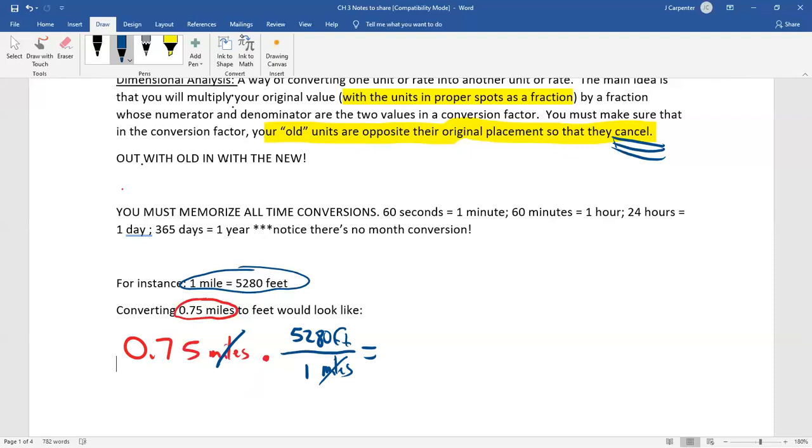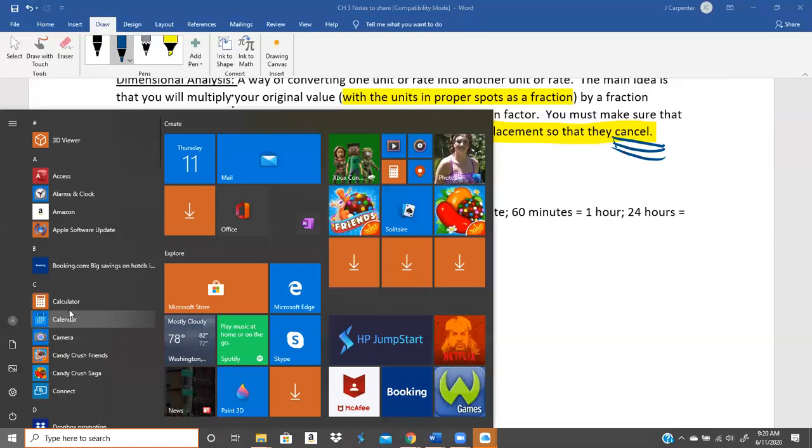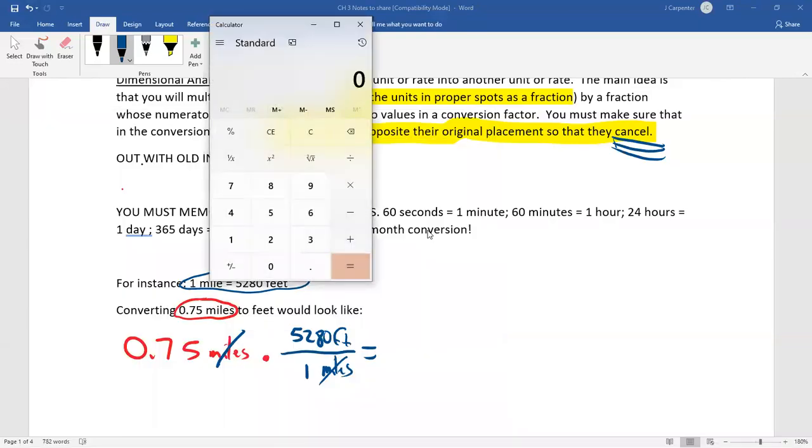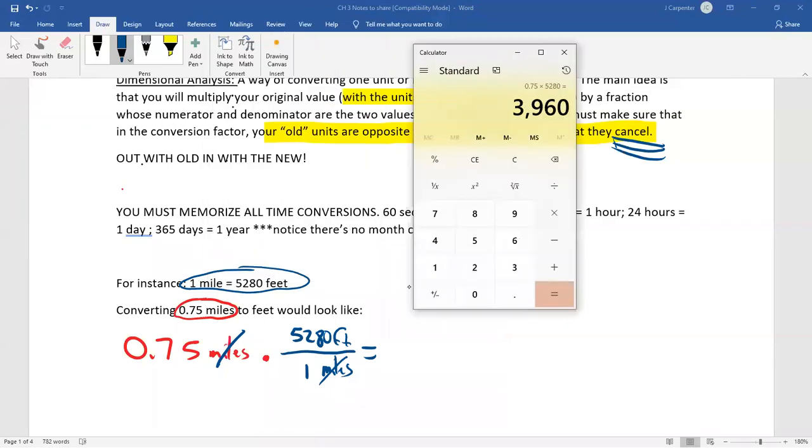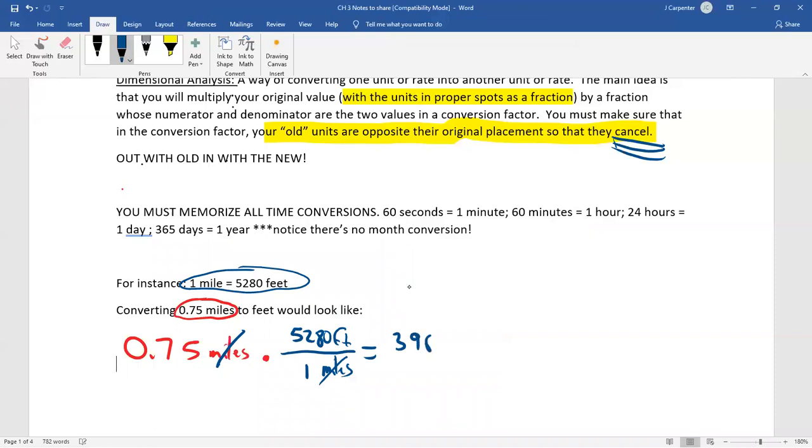Then we're just going to do the math. This 0.75 and the 5280 are in tops, so you're going to multiply them. 0.75 times 5280. I'll pull out a calculator. 0.75 times 5280. Boom. 3,960. Well, how do we know what our units are? Well, I canceled out the miles. The only thing I see left over is the feet. So guess what? That's your units.